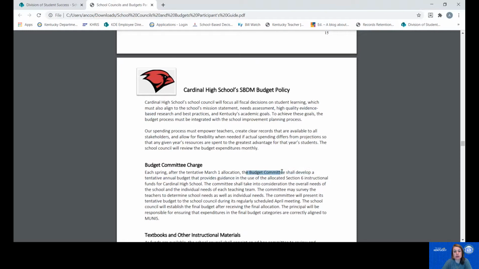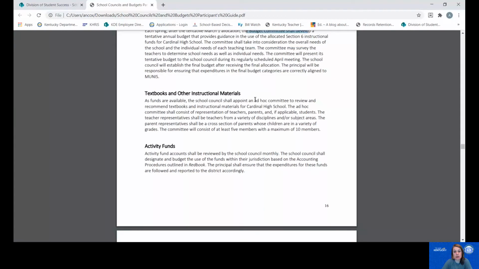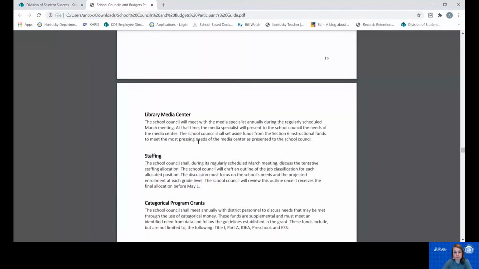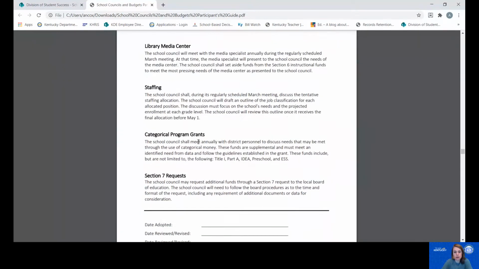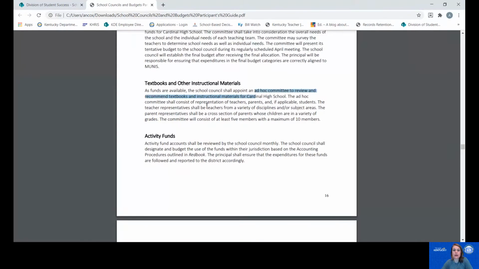Another thing that's good in here is that it includes a variety of committees. There's a budget committee here, and the purpose of that and what it does and a timeline for that. There's also an ad hoc committee that reviews and recommends textbooks and instructional materials. And this whole section explains who makes up that committee and how they're chosen and that sort of thing. There are a variety of committees in here that are used for different purposes to help with those decisions that the council has to make, but the council may want to look outside of the box, especially with this ad hoc committee, including teachers from a variety of disciplines and subject areas, just to help provide their expertise in those areas.